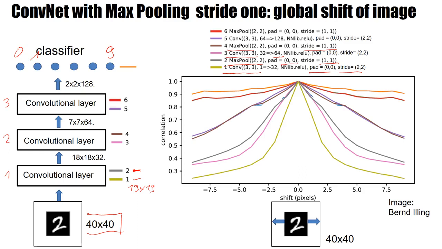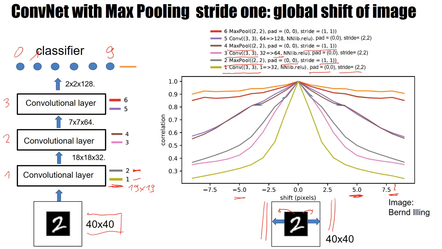So now let's look at what happens in terms of translation invariance. And this is shown on the right-hand side. We now take our input image, 40 times 40, and we have different versions of it. We always stay in the 40 times 40 frames, but the actual image is shifted, for example, 5 pixels to the right, or 8 pixels to the right, or 5 pixels to the left. And now let's walk through the layers again.